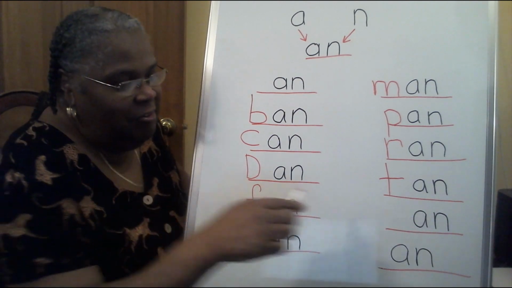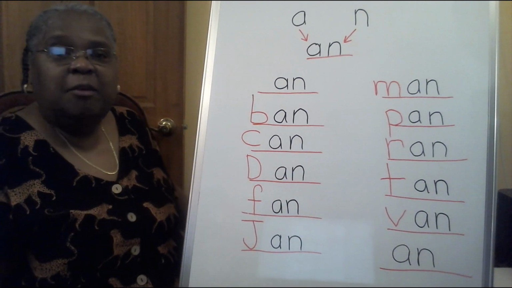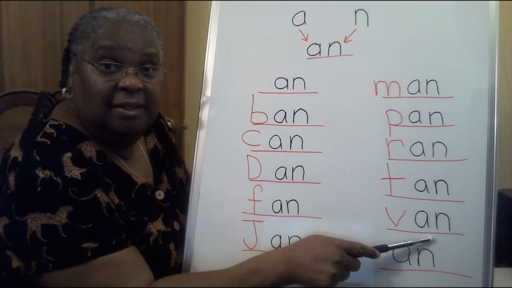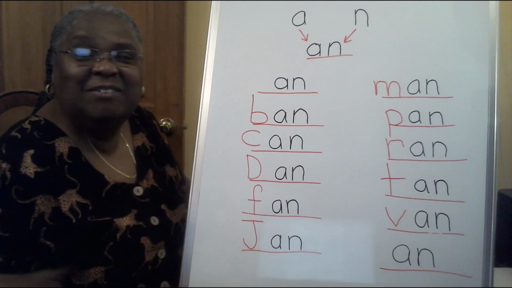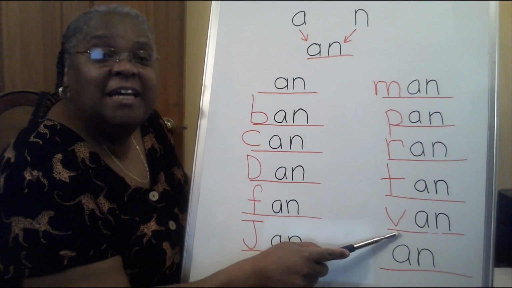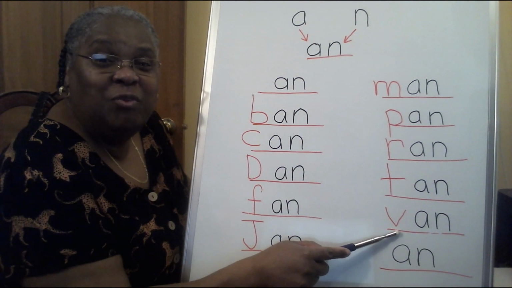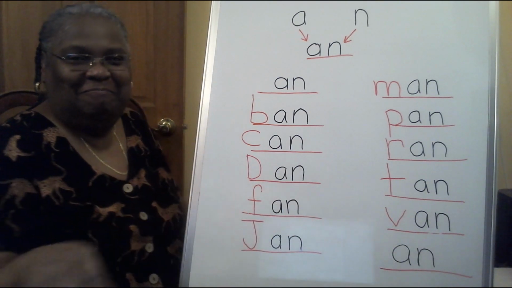When we put the letter V at the beginning of the word "and," we form the new word van. Let us sound out the word together. Say the V sound, V. Now say the V sound with the word "and" together smoothly, van.